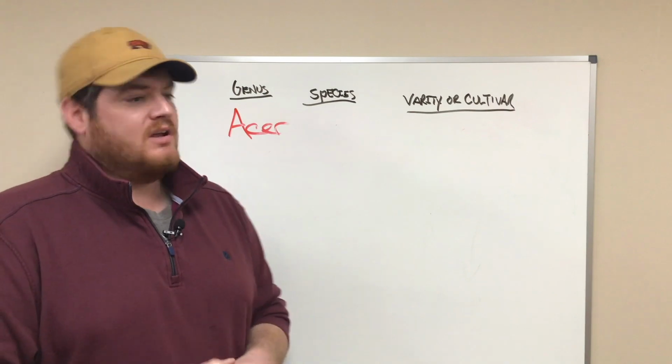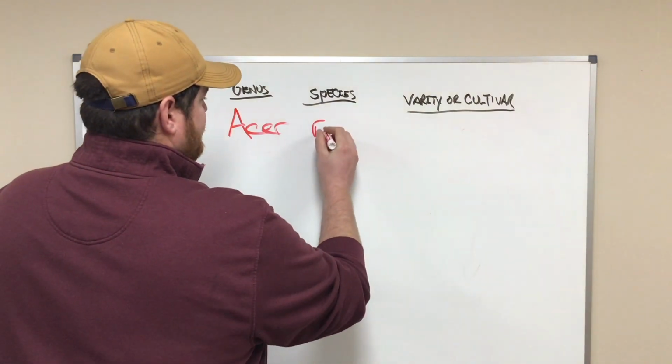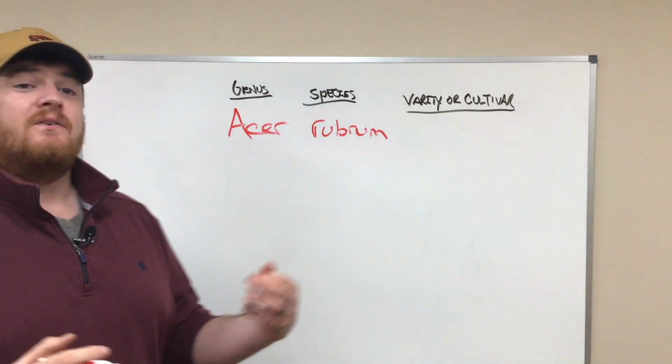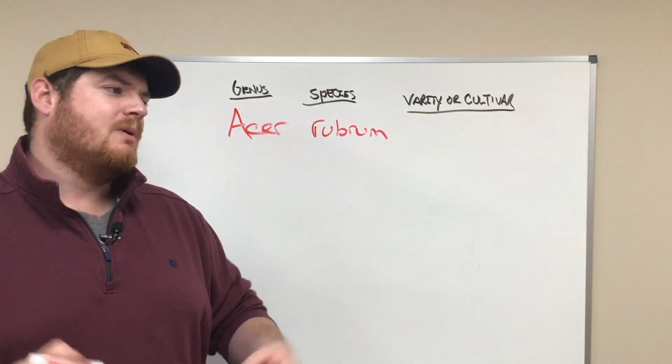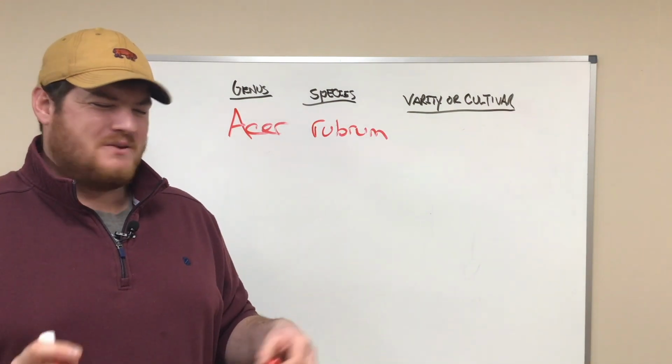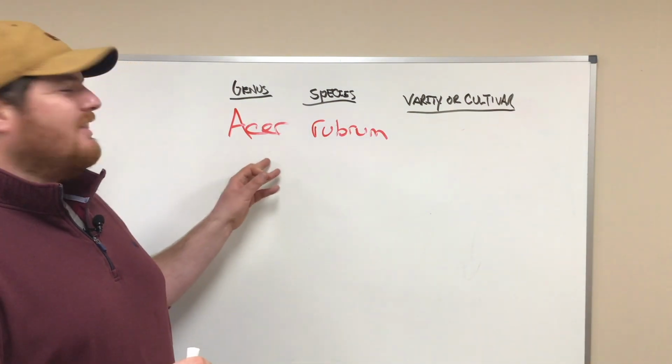So for red maple, it's Acer rubrum. Kind of sounds like red, right? For silver maple, it's Acer saccharinum. For sugar maple, it's Acer saccharum. Those two are kind of close, a little bit confusing, right? So it does get a little bit confusing.